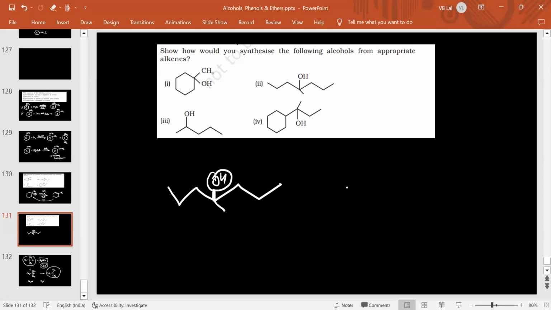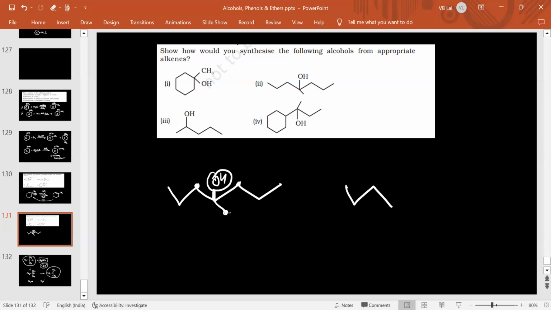Here, which are the adjacent carbon atoms? One is this carbon atom here, one is this carbon atom here, and one is this one. Now these carbon atoms have two hydrogens. This carbon atom has three. So either I can remove from here or from here. So what will be the product?